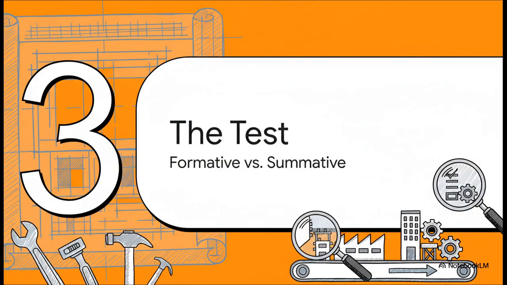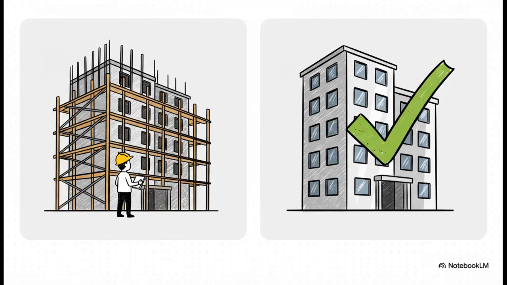So we've got our blueprint and our tools. Now, let's talk about a really critical distinction every educator has to get: the inspection, or what we call assessment. See, it's not just one single event at the end. We have to be checking our work during the construction process and then again when it's all finished. And this slide makes that difference crystal clear.